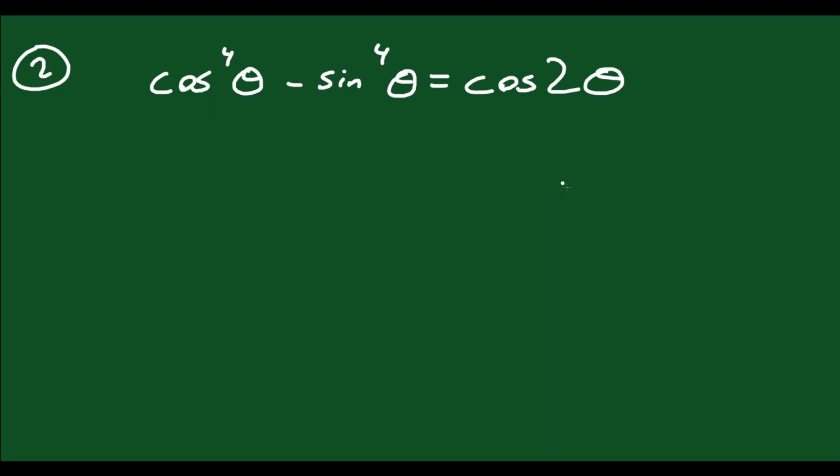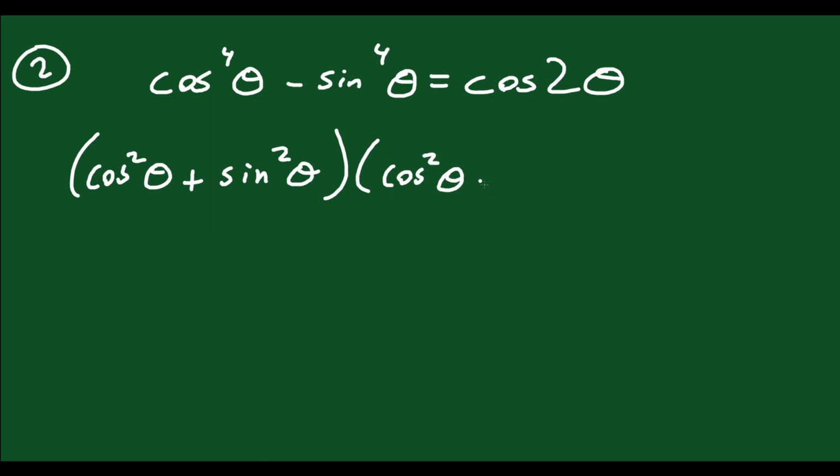Number 2. Let's say we have cos to the 4 theta minus sine to the 4 theta equals cos 2 theta. How do we prove this? Well, you could say that this is a difference of squares and we could factor it, right? It would be cos squared theta plus sine squared theta multiplied by cos squared theta minus sine squared theta, and that's equal to cos 2 theta.